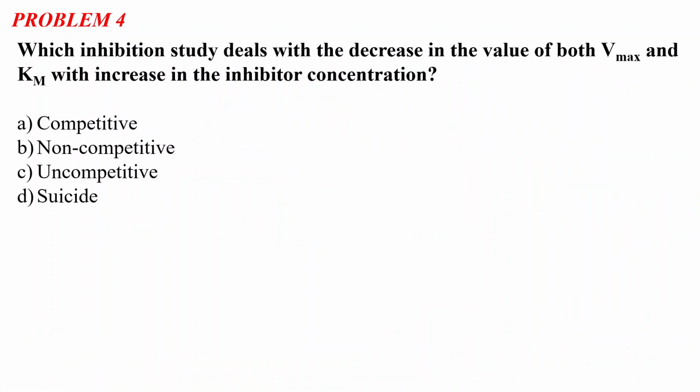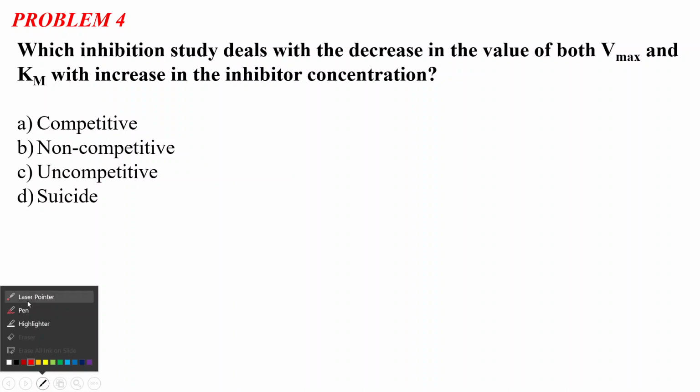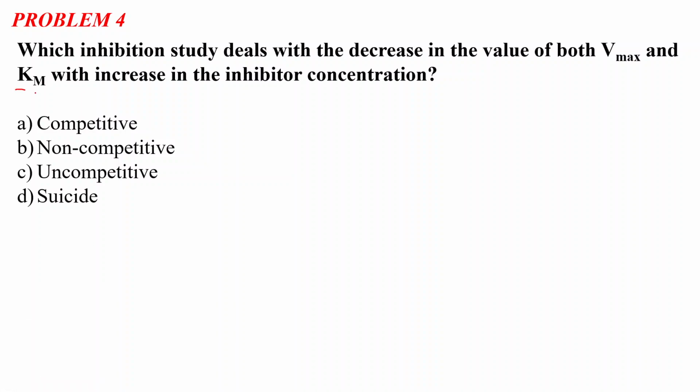So the next problem of today's session is, which inhibition study deals with the decrease of the value in both Vmax and Km with increase in the inhibitor concentration? Option A is competitive, option B is non-competitive, option C is uncompetitive, and option D is suicide. So I think we all know what Vmax and Km are. Km is the Michaelis-Menten constant from the Michaelis-Menten equation for enzymes, and Vmax basically gives the maximum reaction rate of the enzyme reaction.